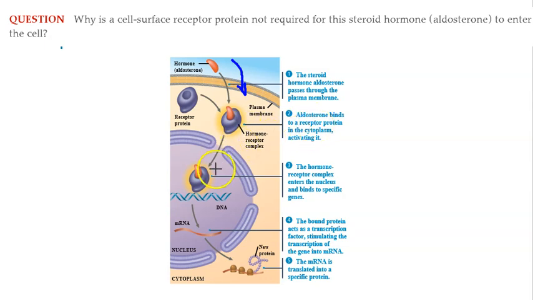Aldosterone binds to a protein, activating it. The hormone receptor complex enters the nucleus and binds to specific genes. So we're looking at a specific chapter, which reads those genes, and that causes the gene to be expressed. Now we're making a new protein, and that is the response.